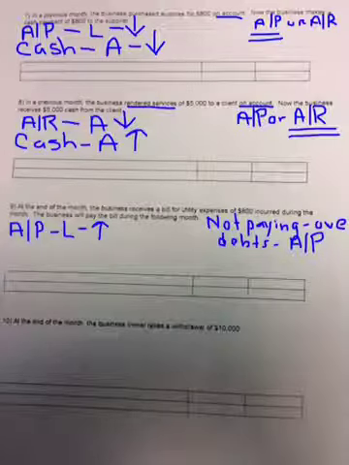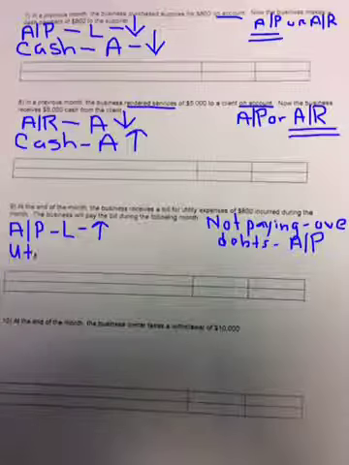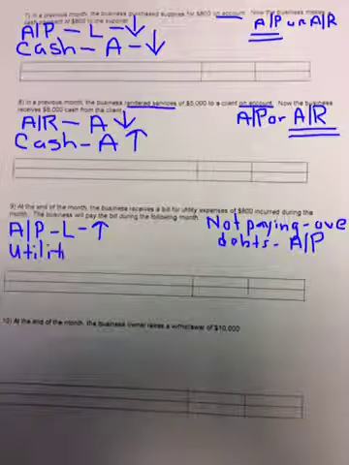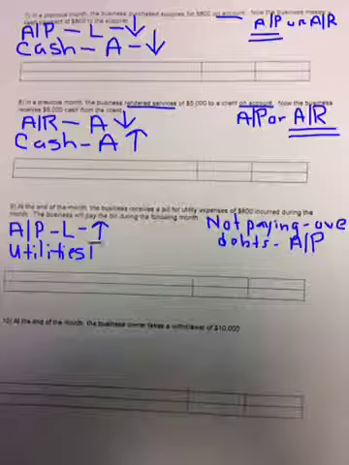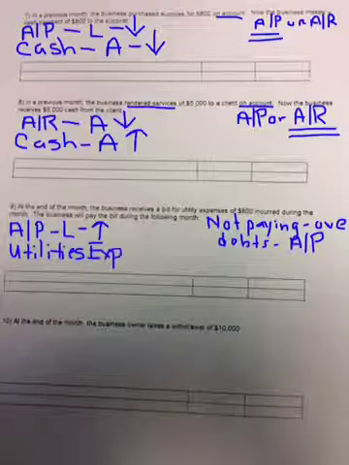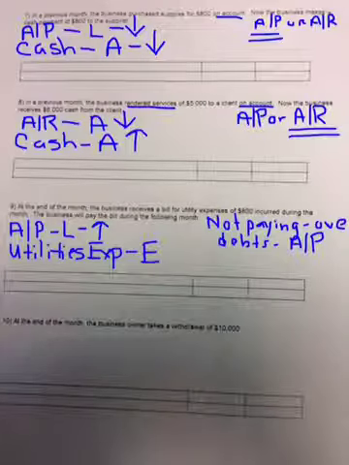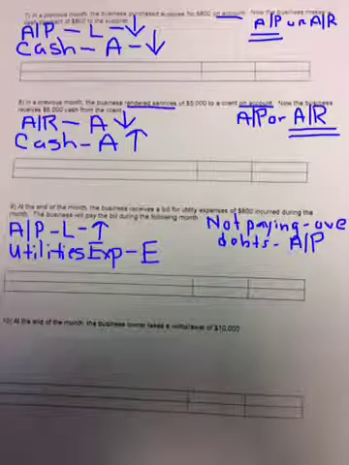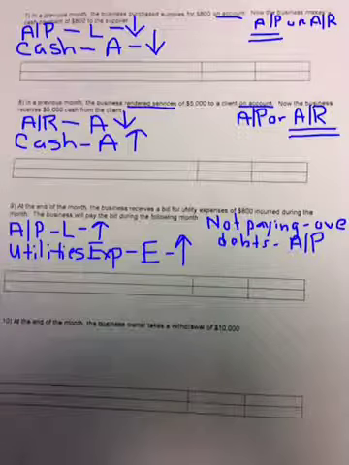Why do we owe the money? Well, because of our utilities. So the other account that we will use here will be the utility expense account. That is an expense account, and this expense will be increasing.